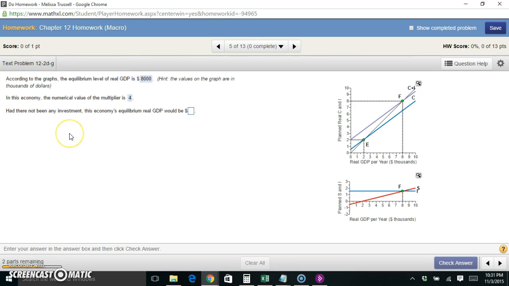Good. Had there not been any investment, the economy's equilibrium GDP would be... So if there is no investment, our C plus I just becomes C, right? So the equilibrium for the economy is always wherever C plus I equals GDP, or where the C plus I line crosses the 45-degree line, the Y equals X line. And so if there is no I, then that just becomes where the C line, the consumption line, crosses the 45-degree line, and that's at point E in this graph. So the equilibrium GDP is shown at point E, and that GDP is 2000.